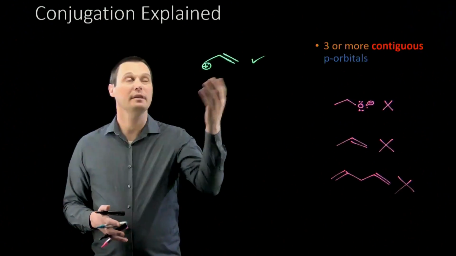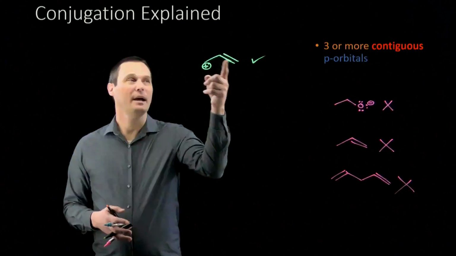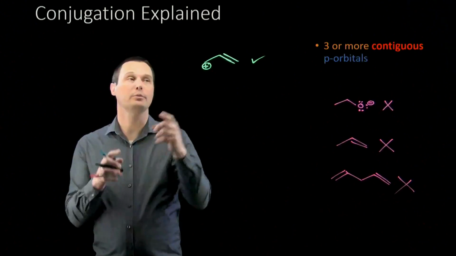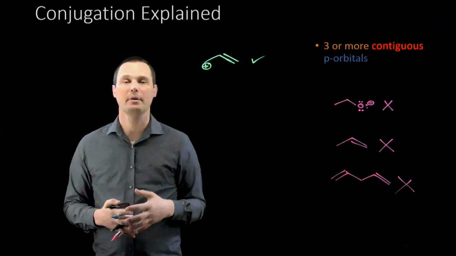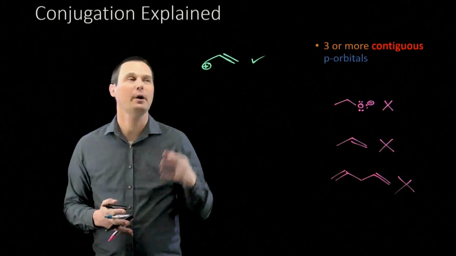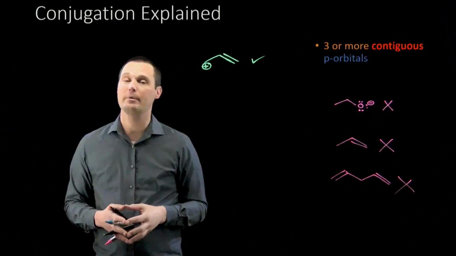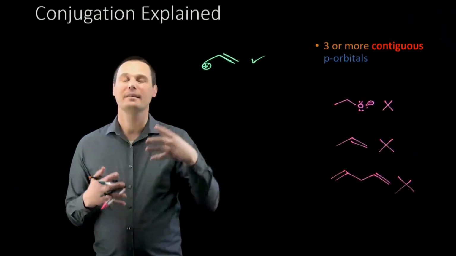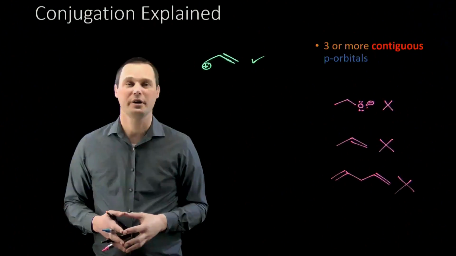A molecule with an allylic cation is conjugated. The pi bond is made by 2 overlapping p orbitals, and the carbocation is sp2 hybridized, and it has an unhybridized p orbital as well. Each of these 3 atoms has an unhybridized p orbital, and they are all contiguous. This does fit our definition of a conjugated molecule.